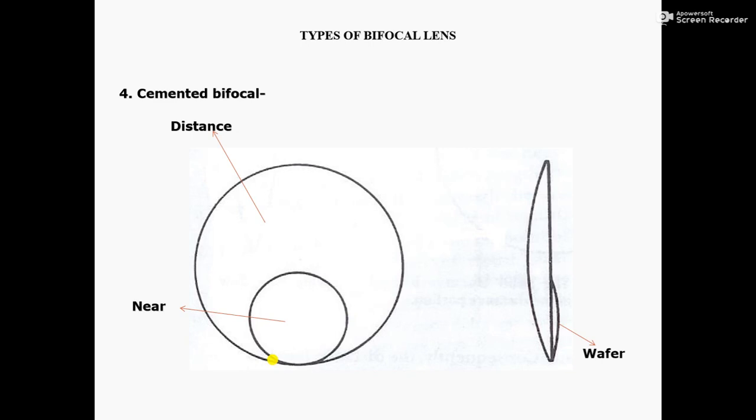Canada balsam means a yellow transparent resin obtained from the balsam fir. Because its refractive index is similar to that of glass, it is used as an adhesive in optical devices. Canada balsam is used as the adhesive for the two lenses, and the front surface of the wafer has the same curvature as the back surface of the original lens.